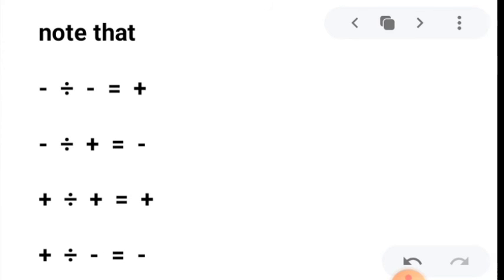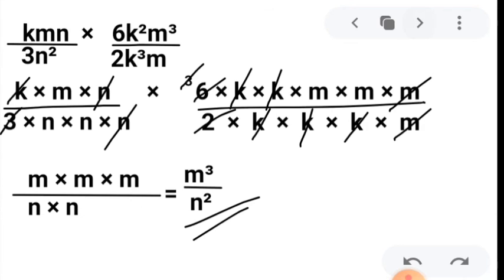Also note that in division too, just like in multiplication, if you are dividing a minus by a minus, you get a plus. If you divide a minus by a plus, you get a minus. A plus divided by a plus, you get a plus. And plus divided by a minus, you get a minus.